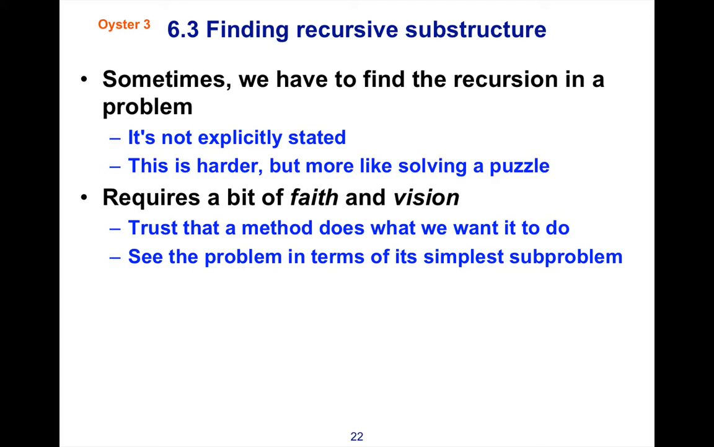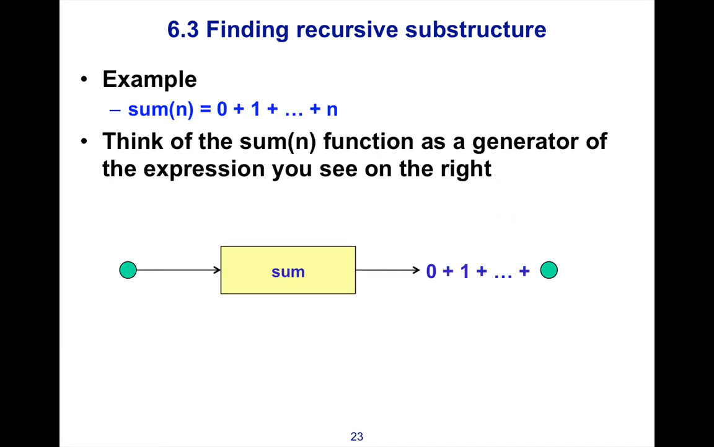So as an example, let's take a look at sum of n, which you can see here as a formula, the sum of all the integers from 0 to n. And what I recommend you think of is that sum is just a box that, given its parameter n, spits out 0 plus 1 plus and so on up to and including n. So if I were to feed sum a green ball, which is a strange thing to feed it, it would just spit out 0 plus 1 and so on up to and including the green ball.